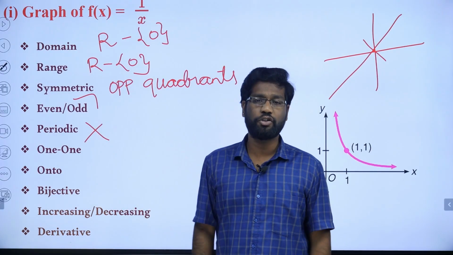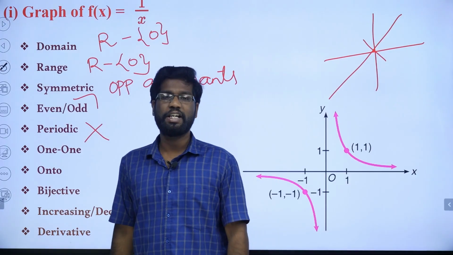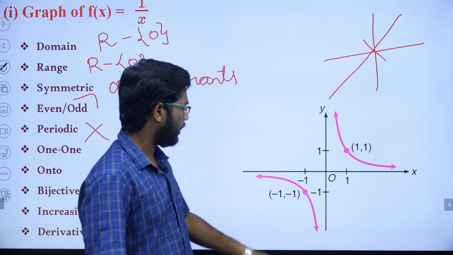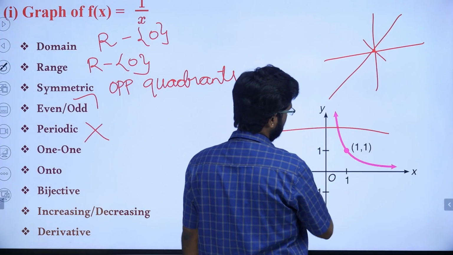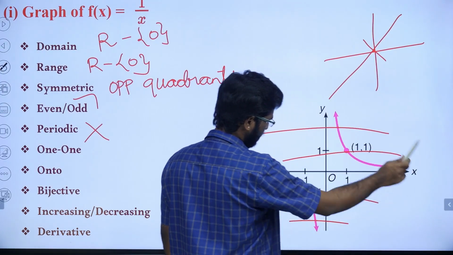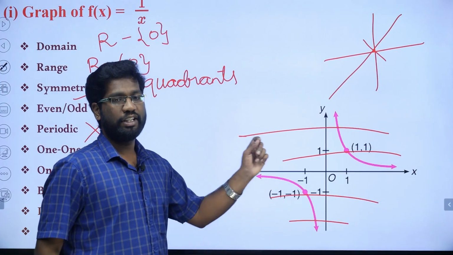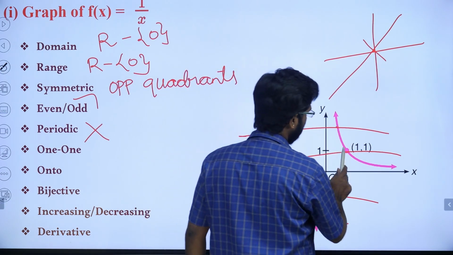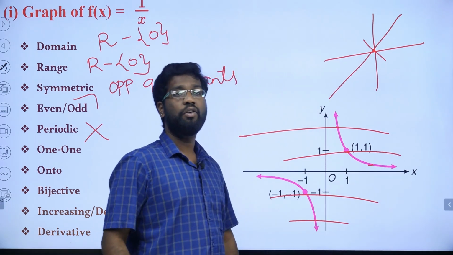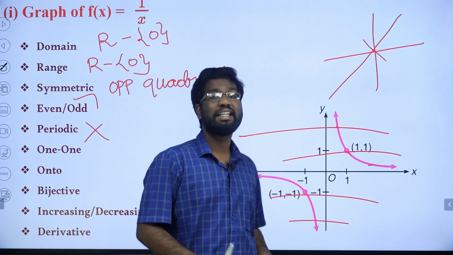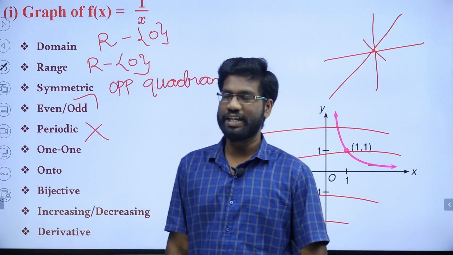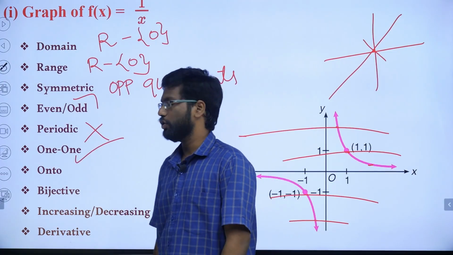Then one-to-one and onto function. What is a one-to-one function, my dear students? Already I have explained to you how to find it from the graph. If you draw a horizontal line, and if it cuts your graph at exactly a single point, then your function is a one-to-one function. Otherwise, this is not a one-to-one function, my dear students. So this one is a one-to-one function.